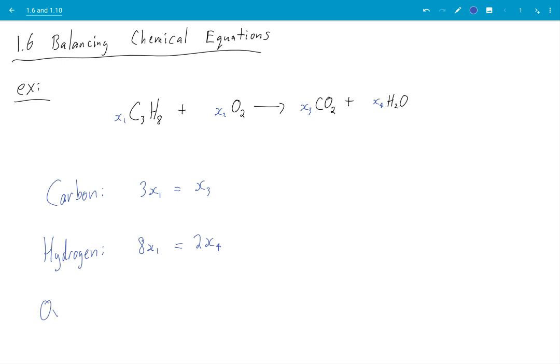Finally, oxygen. Looking here, I got 2x2 is equal to 2x3 plus x4. Oops, so I got to start over. 2x3 plus x4. Okay, I'll take a second just to double check that I didn't make any mistakes there.